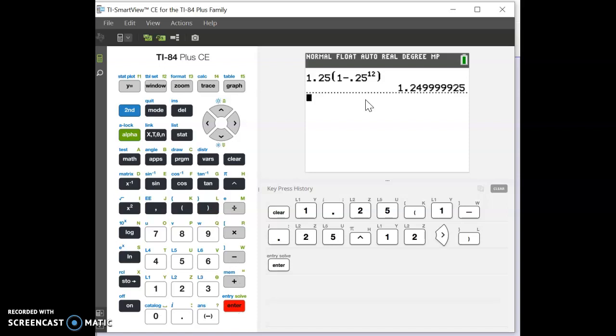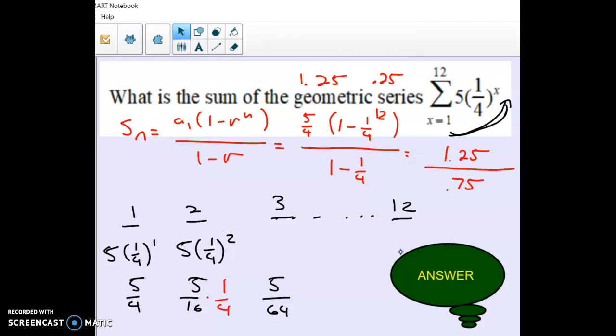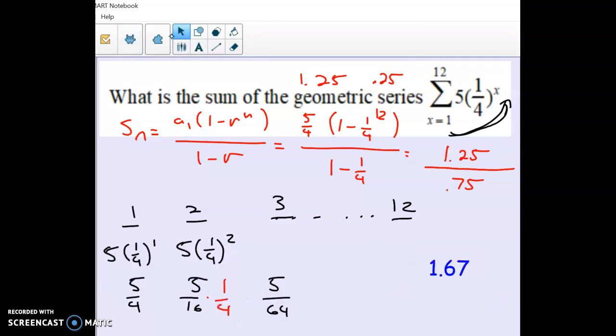Okay, and so we get about 1.25. Right, so on top I have about 1.25. And then I'm going to divide that. Instead of 3/4, I'm going to use 0.75. So I'm going to erase this. Just use 0.75. Okay, and so if you divide that out, we will get our sum, which I think should be about 1.67. So that's our sum for all these terms.